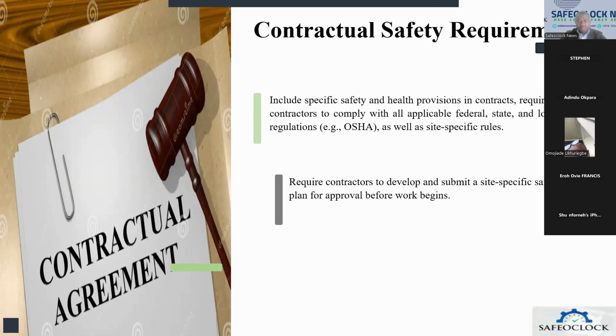Also, it is required that contractors develop and submit a site-specific plan for approval before work. They are supposed to have their HSE department or the project management team visit the site, look at what is happening, what they intend to do, and what they are likely to encounter, and also submit it to the main contractor to review all those things before they commence the project, which is very, very important.